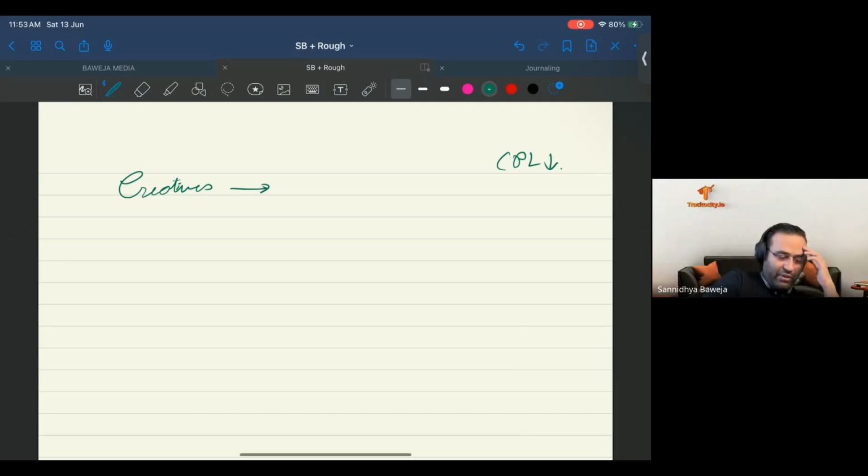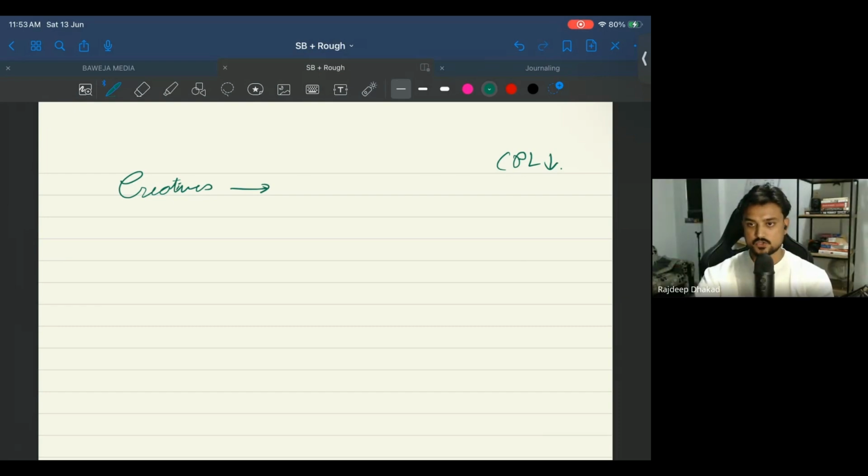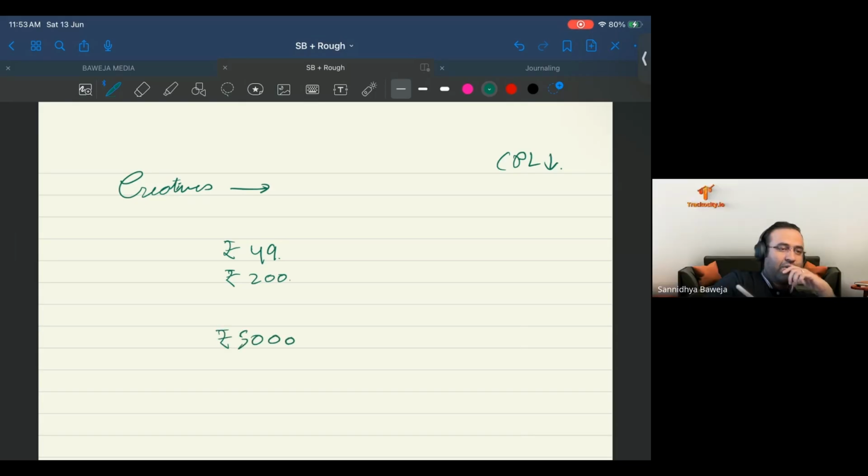Let's break it down. Okay, so you have one funnel. What's the price of the basic thing that you are selling? If you ask for the workshop price, it is 49 plus a 200 rupee one time offer. And then at the back end, I'm selling a program for 5,000 rupees. Let's do an opportunity cost analysis.